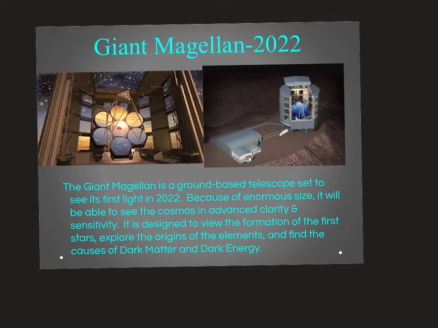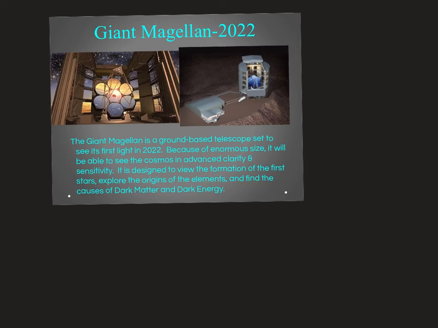Because of its enormous size, it will be able to see the cosmos in advanced clarity and sensitivity. It is designed to view the formation of the first stars, explore the origins of the elements, and find the causes of dark matter and dark energy. So if any of y'all are familiar with dark energy and dark matter, what do you think they are, right? So from what I understand, let's say this is our universe right here. We're kind of like in this bag, right? And we have all the little stars and the galaxies and things like that.